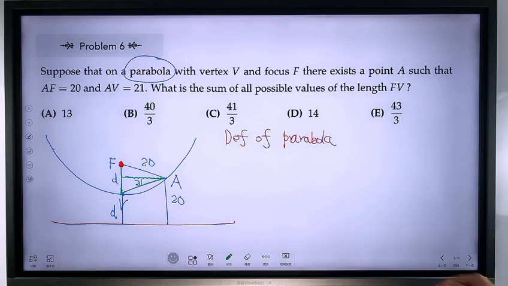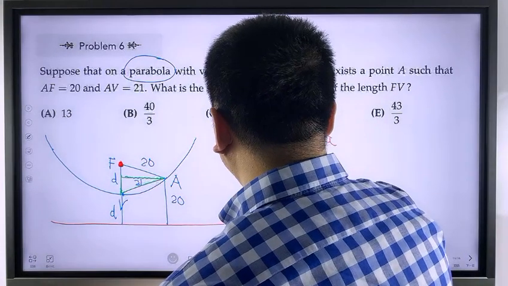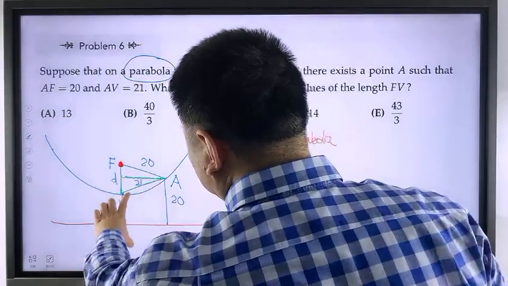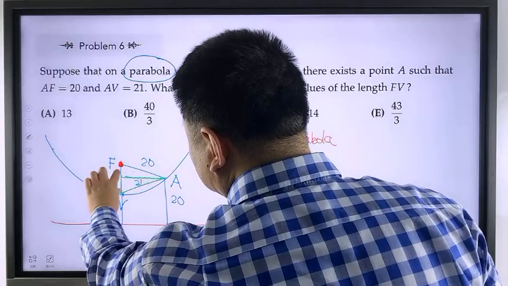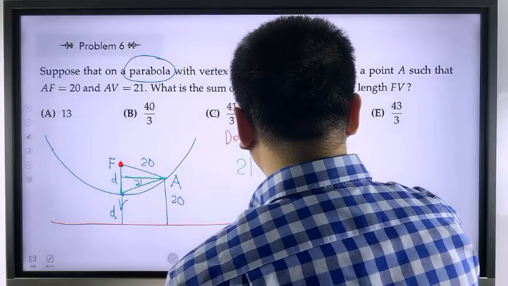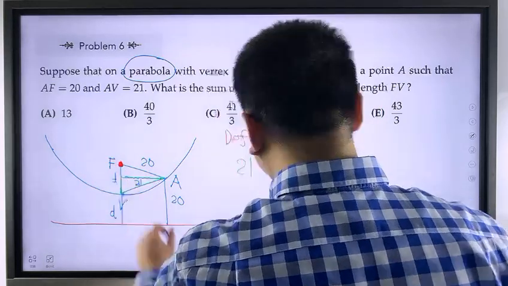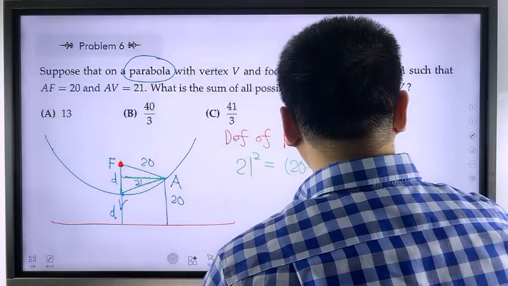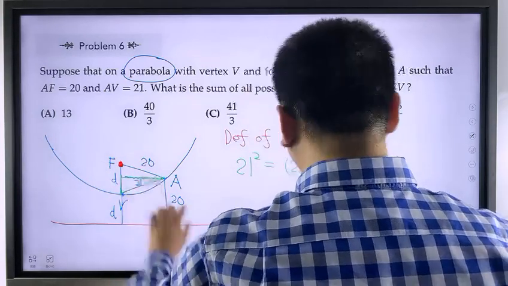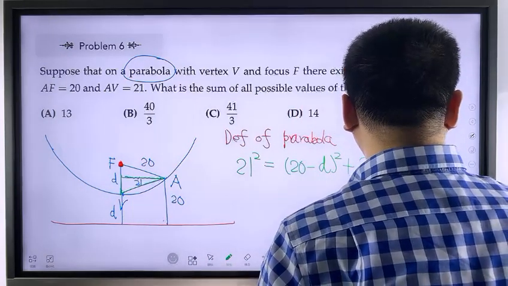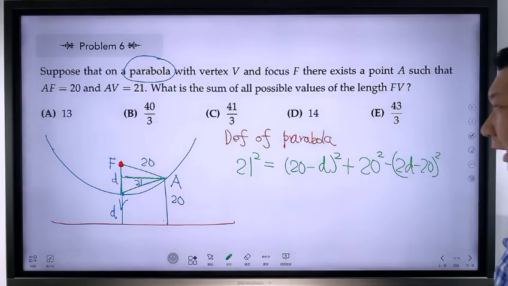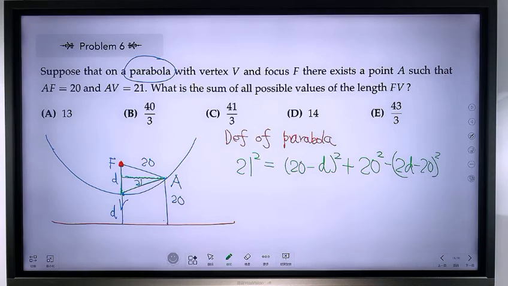And the leg is 21 squared. And what else? And this would be what? This would be just (20 minus d) squared, right? And what about that? That would be this square minus that square, so it would be 20 squared minus what? This is 2d minus 20. So (2d minus 20) squared. And then you get an equation about d, and you solve it. You should get it. But I think this question is hard in the sense that you need to know the definition.